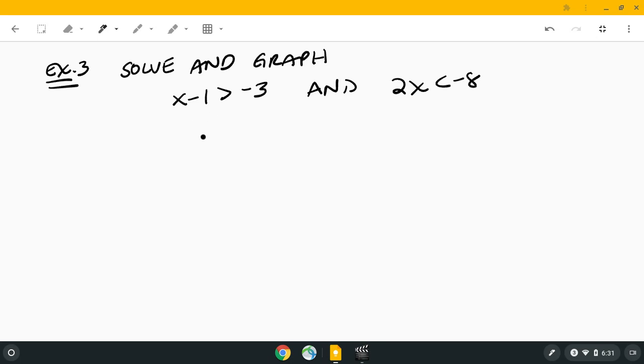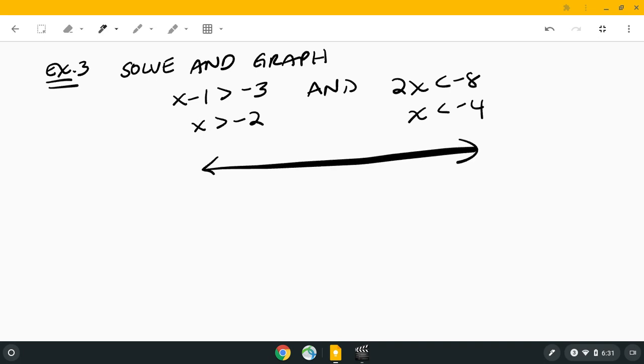So here, solving for x, I'm going to add 1 to both sides. And that will give me x is greater than negative 2. Over here, I'm going to divide both sides by 2. And that will give me x is less than negative 4. Okay. All right, so let's graph each of these. Negative 2, negative 4.